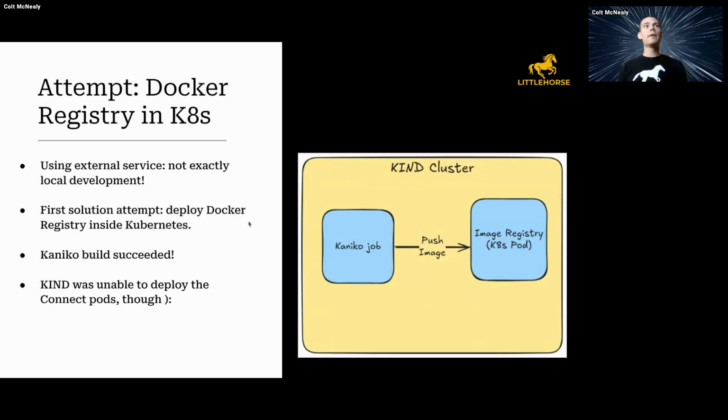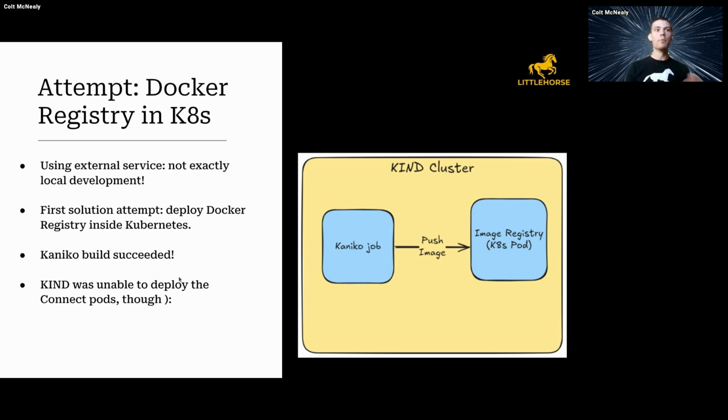So let me talk about the first attempt to solve this problem. The problem being that the Kaniko worker needs to build an image and push it to a Docker registry, and then the Strimzi operator deploys Kafka Connect using that image. So we need access to an image registry, and because of local dev, I didn't want to depend on a remote Docker Hub or some other form of image registry. So the first thing I tried was to deploy the Docker registry as a pod in the Kind cluster. When I did that, Kaniko was able to push an image into that pod, and the build succeeded.